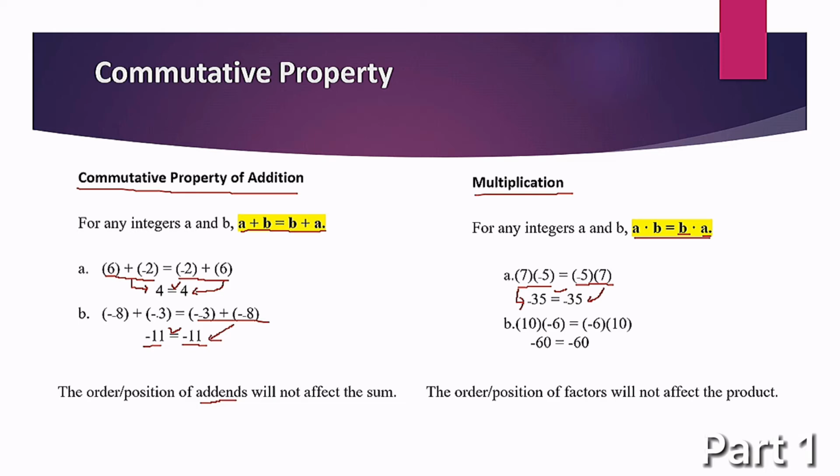Next, 10 times negative 6 is equal to negative 6 times 10. So, multiplying the two numbers, we have 10 times negative 6 is negative 60. Negative 6 times 10 will give you negative 60 also. So, the products are not affected. They are the same or equal.